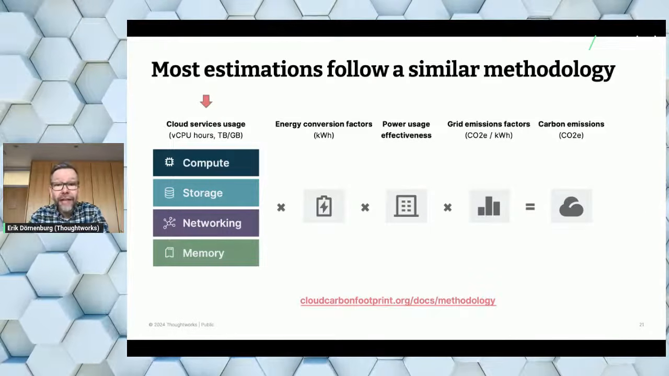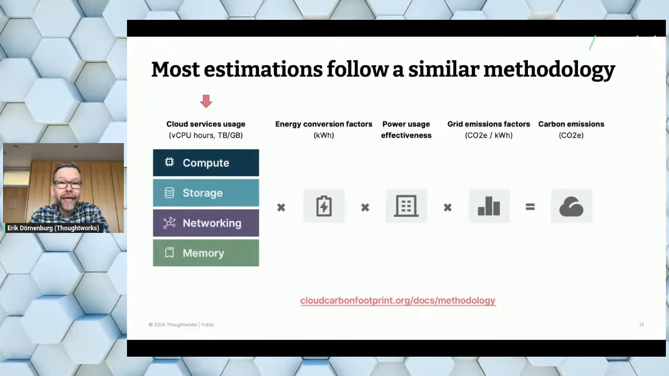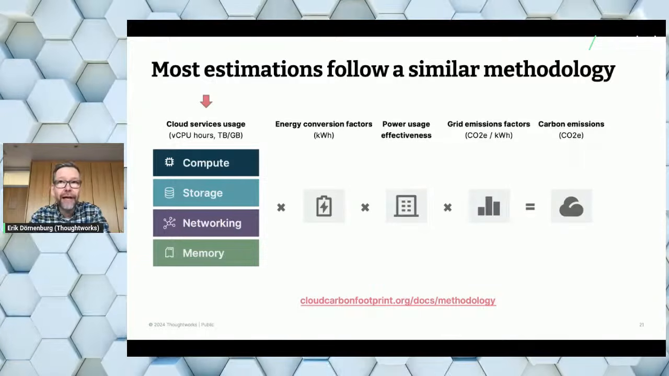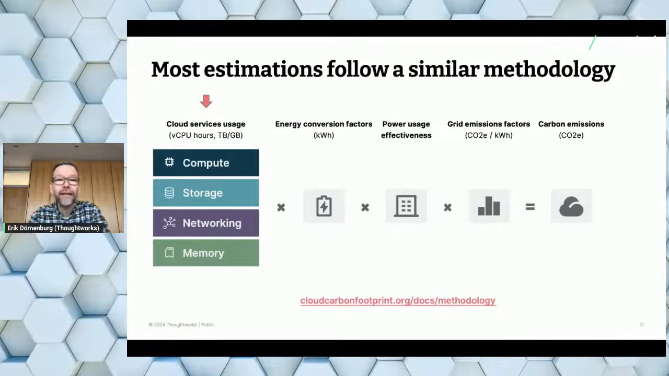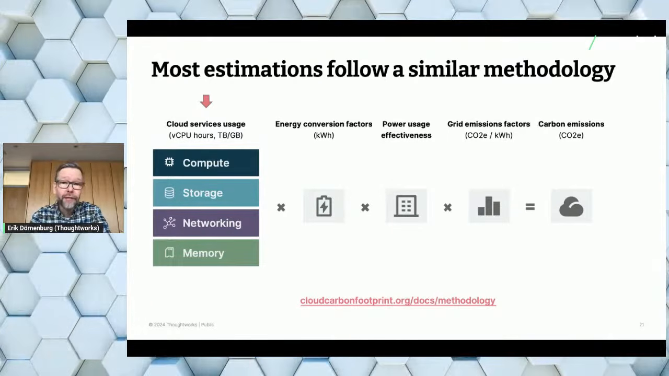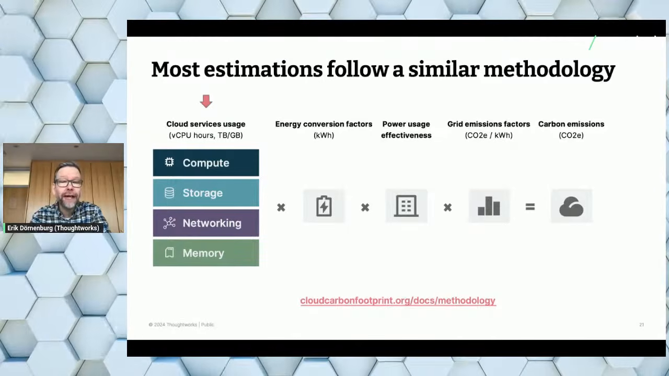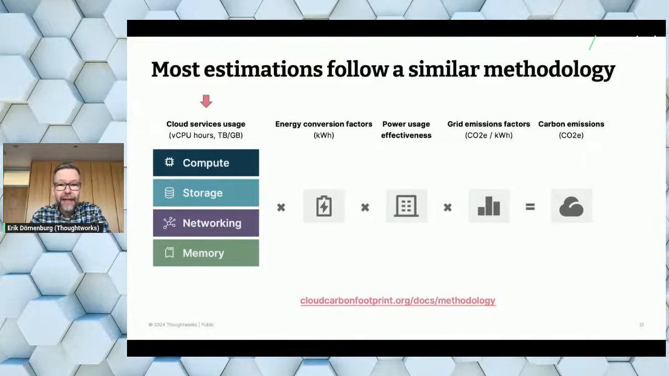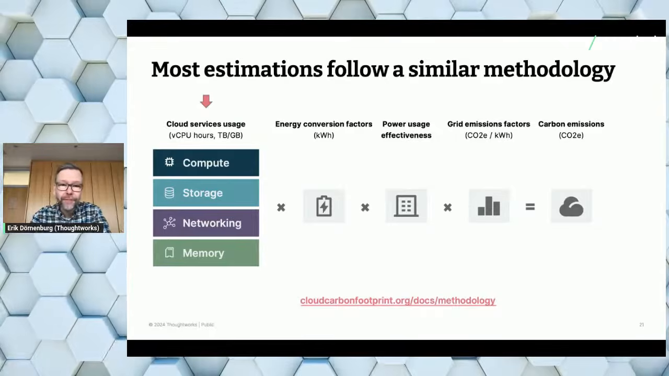There are different ways to get at the usage data. Sometimes it's the billing API. Azure has a consumption API. There are all sorts of ways you can get this. And you can say, I used 1 hour of virtual CPU time on this kind of instance type. That gives you the usage.